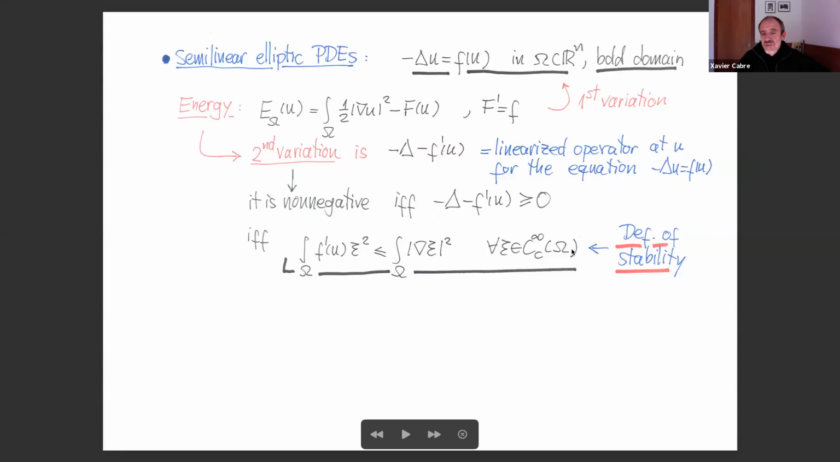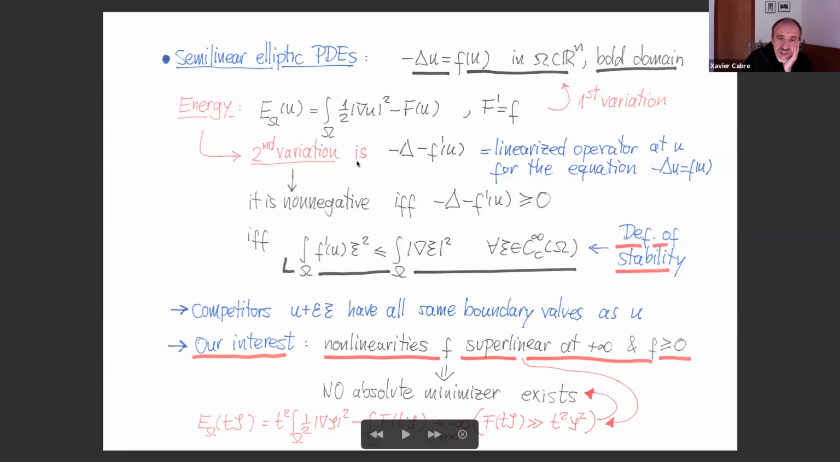So here the test functions xi must vanish at the boundary, of course. Because when we speak about minimizers or local minimizers of the energy, note that I didn't write any boundary condition. It's always about competitors that have the same boundary values as the solution itself. So the competitors have the same boundary values as u. This means that xi, the test function here, must vanish on the boundary. Okay, so that's the game.